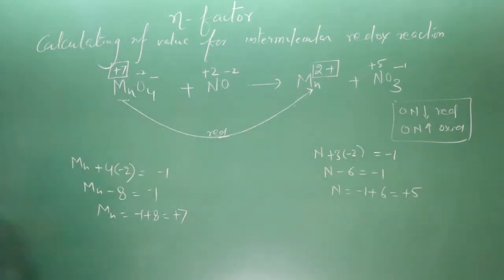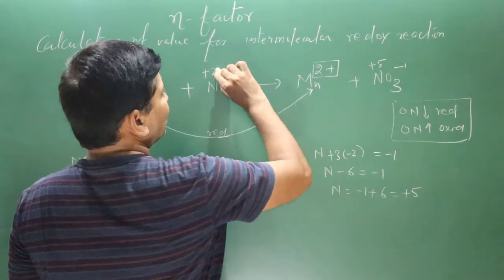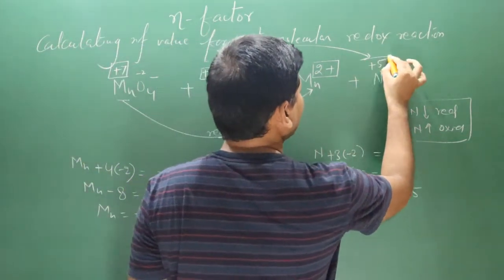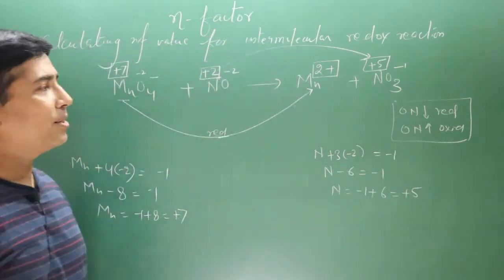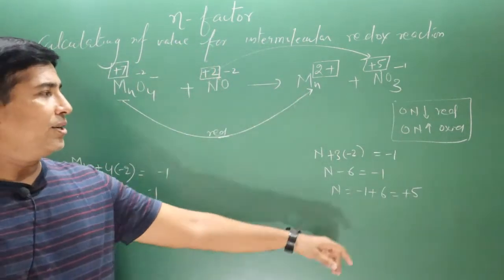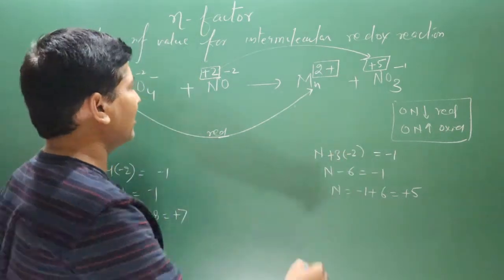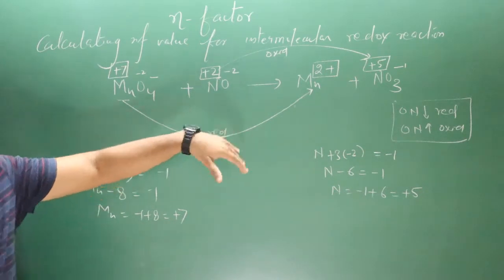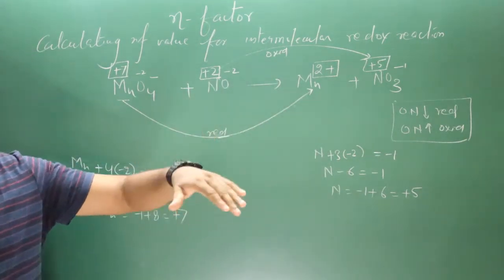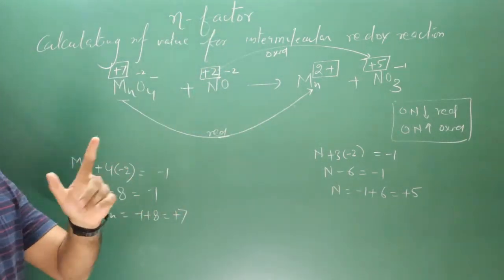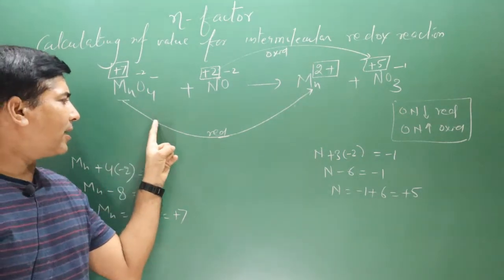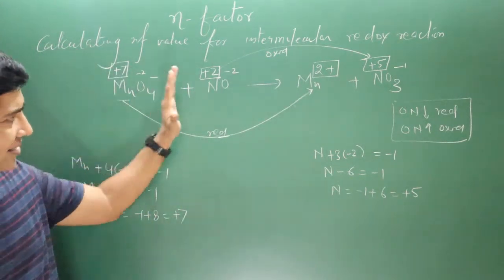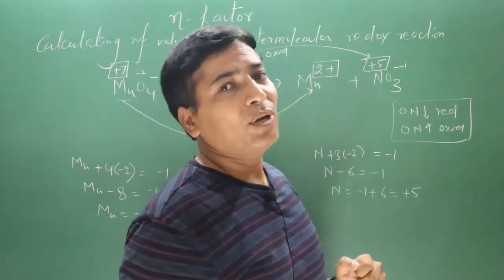Now we move on to nitrogen to nitrogen. On the left side nitrogen shows a +2 oxidation number, on the other side it shows +5. From +2 to +5 is an increase in oxidation number, so it is an oxidation reaction. Now you can see what type of redox reaction it is. It is an intermolecular redox reaction. Why? Because, as I said earlier, one reactant undergoes reduction and another reactant undergoes oxidation. This reaction is an example of intermolecular redox reaction.